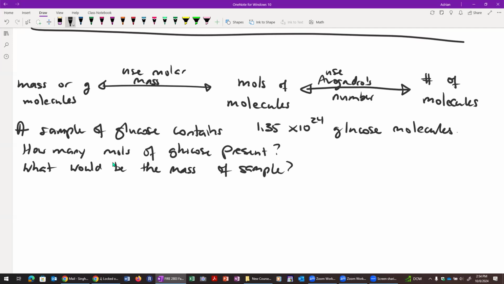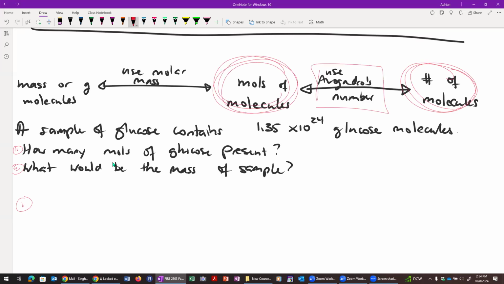Okay, so in our first step here, we're going from number of molecules to moles of that thing. So we're going to use Avogadro's number, right?